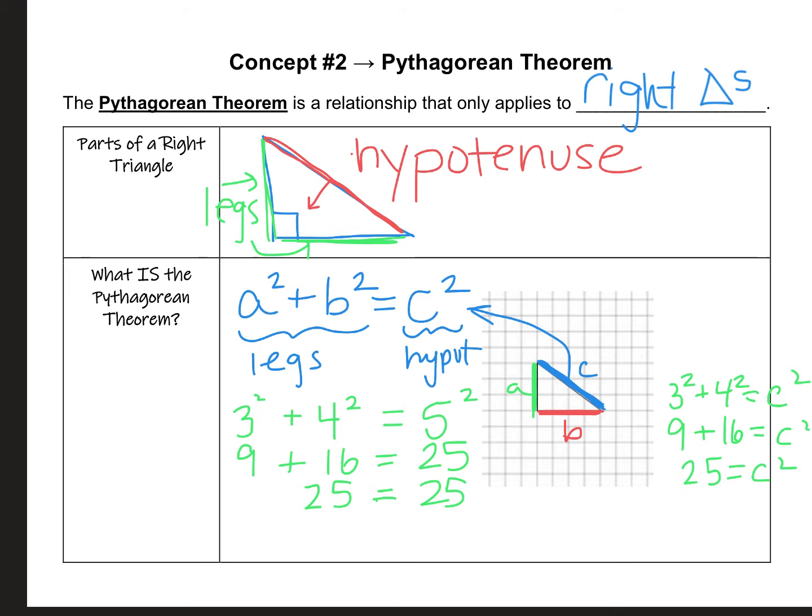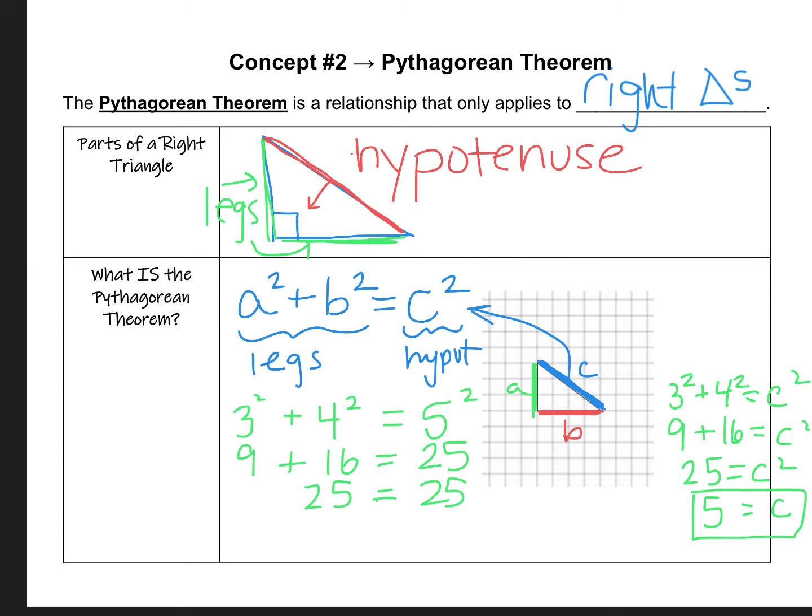So think back to algebra. If you want to get c alone, you would take the square root of both sides. You want to get c all by itself, and the opposite of squaring c is to take the square root of c. So the square root of c squared is c, and the square root of 25 is 5. And that's how you would find the missing side if you didn't know what it was.